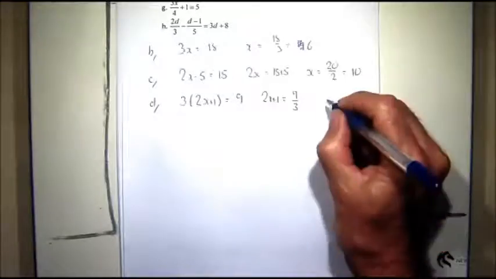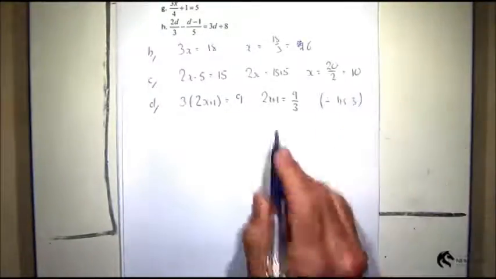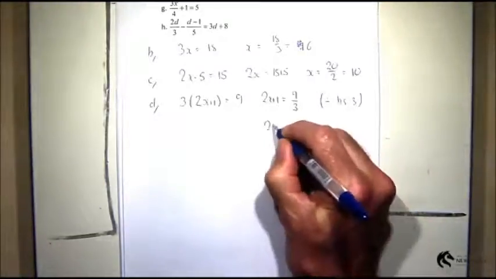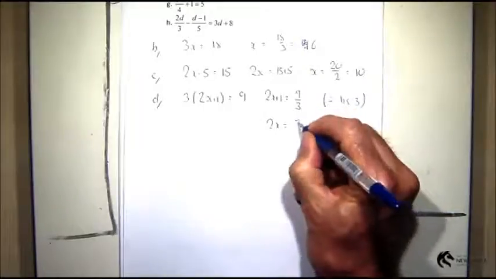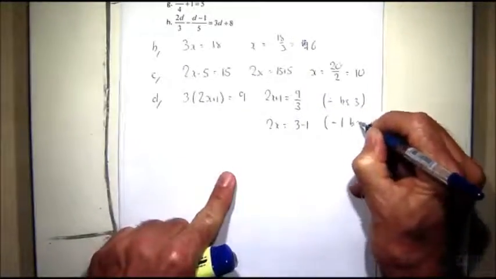Let me just write here. I've divided both sides by 3. Now I'm going to subtract 1 from both sides. So I'm going to have 2x. Now 9 divided by 3 is 3, so 3 minus 1. So I've subtracted 1 from both sides.